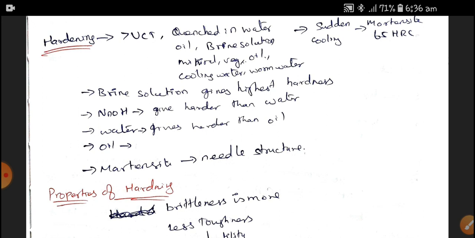Once again, remember, in annealing the cooling medium is the furnace. In normalizing, the cooling medium is air. Whereas in the hardening process, the cooling medium is a liquid like water, oil, brine solution, mineral oil, vegetable oil, cooling water, warm water, like that. Here, the difference is that sudden cooling happens. At the recrystallization temperature or upper critical temperature, the new grains are formed.